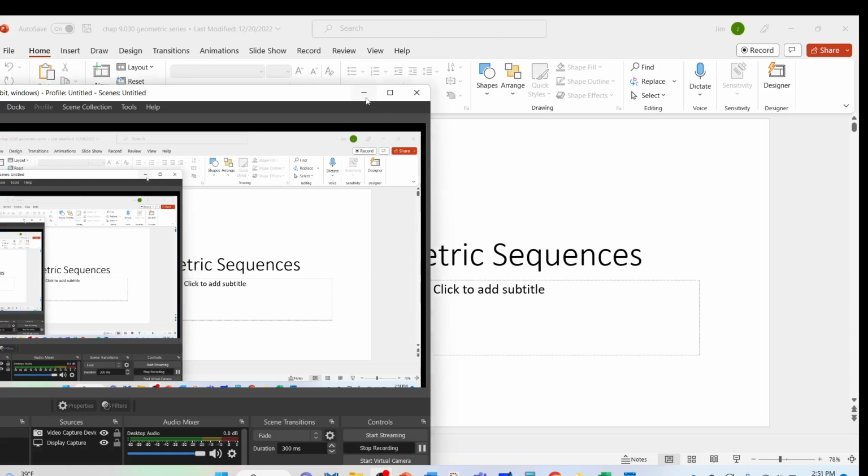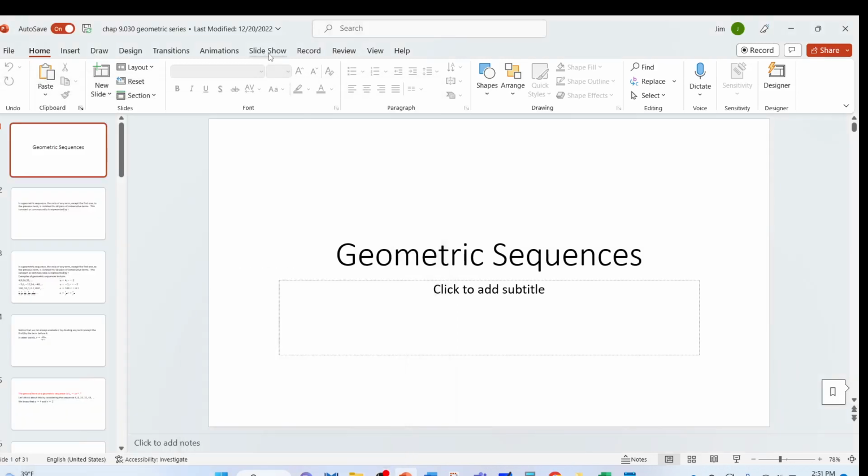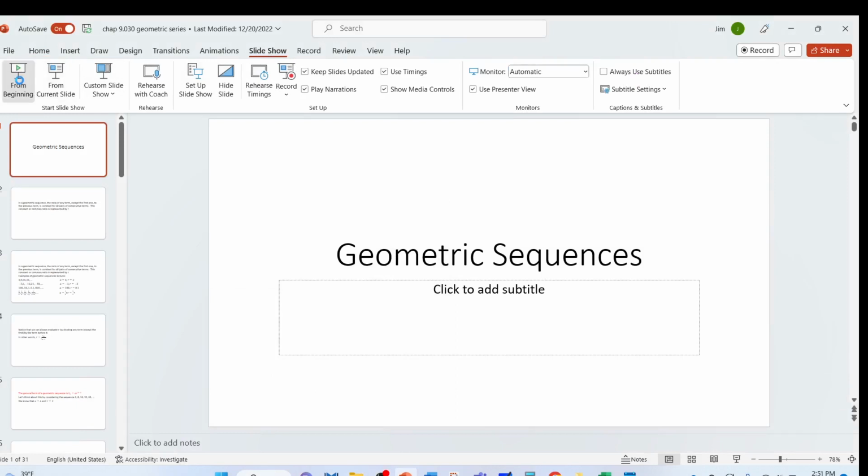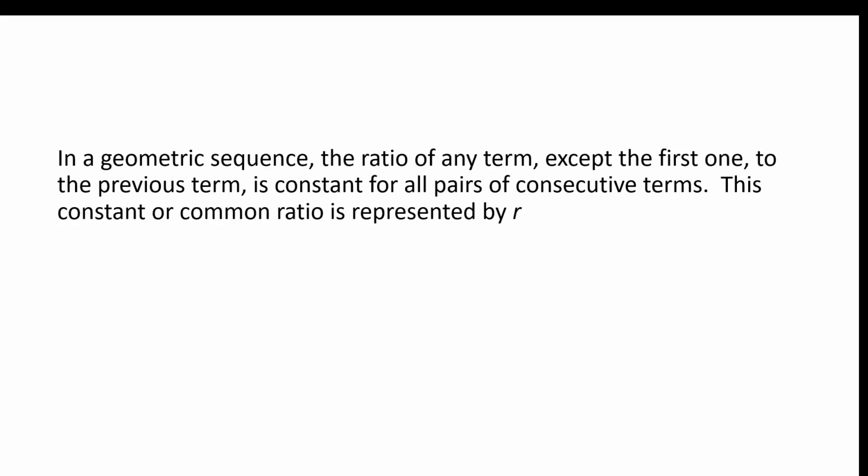In this video, we're going to talk about geometric sequences. In a geometric sequence, the ratio of any term, except the first one, to the previous term is constant for all pairs of consecutive terms. This constant or common ratio is represented by R.